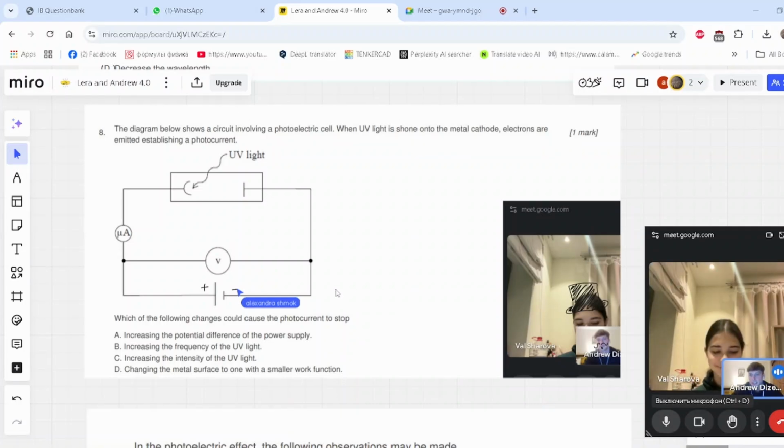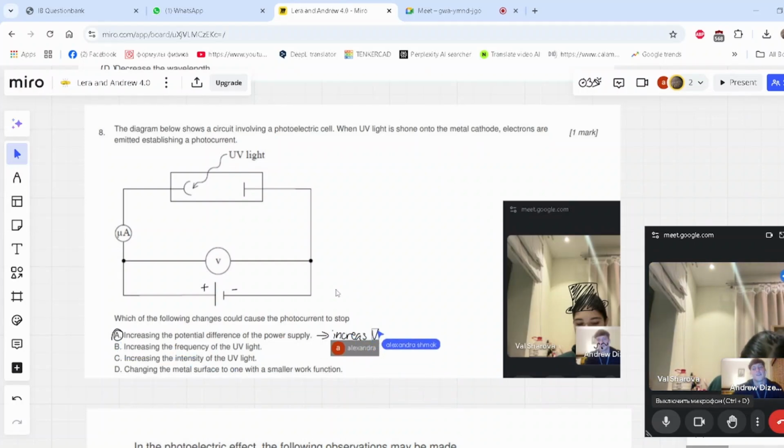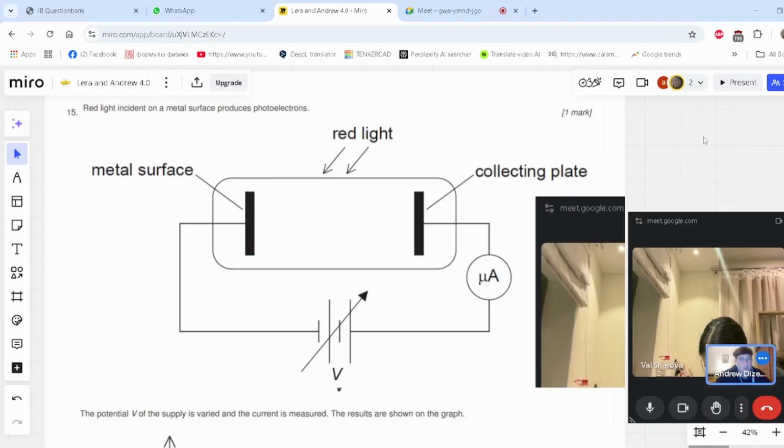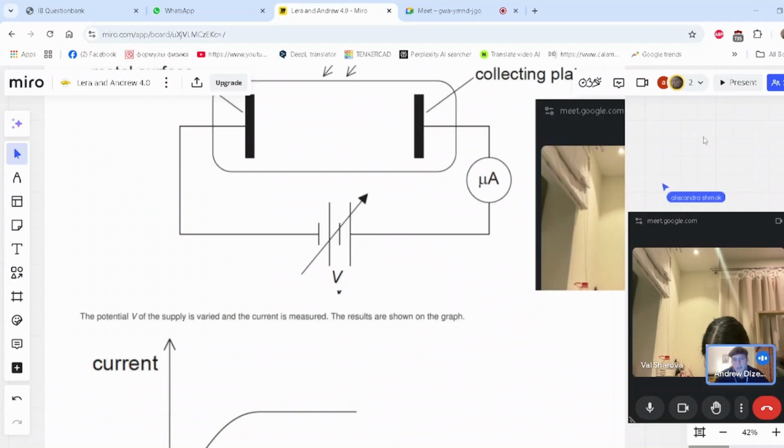We have plus here, minus here. So we have a voltage applied in the opposite direction. It means if we increase the potential difference, we will increase the voltage here and can come to this stopping voltage, and will stop them and have no current in the circuit. Absolutely right.